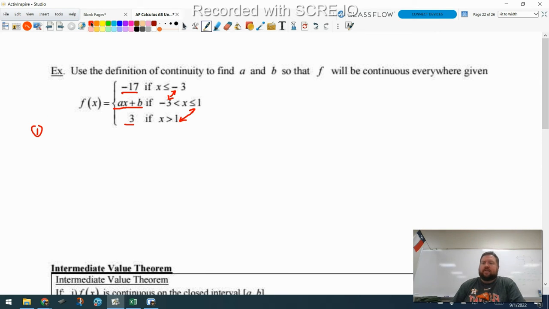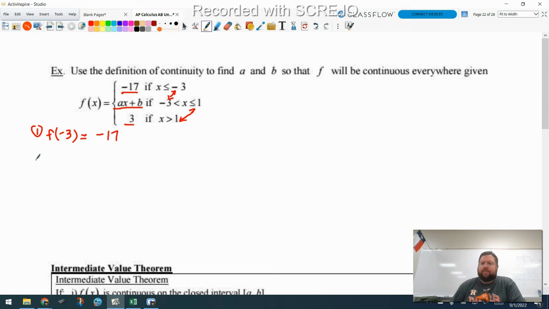Okay, so rule number 1 says that f of, and we're checking -3. I'm just starting with -3 because that's the smaller number. All right, f of -3 has to be defined. It is because there's an equal sign right here. F of -3 is equal to -17. Check.